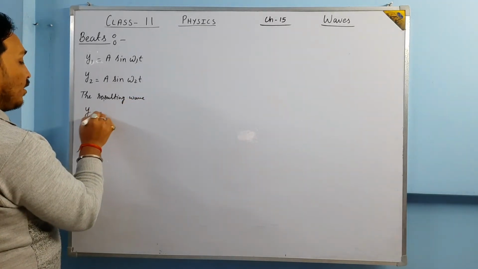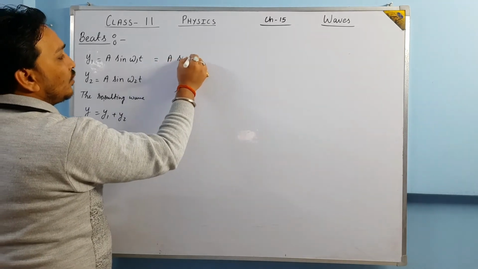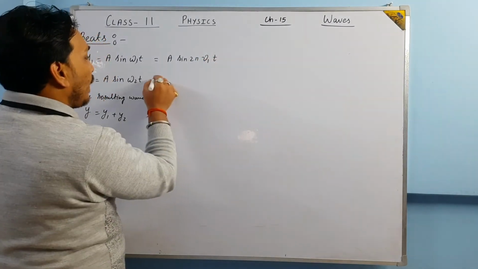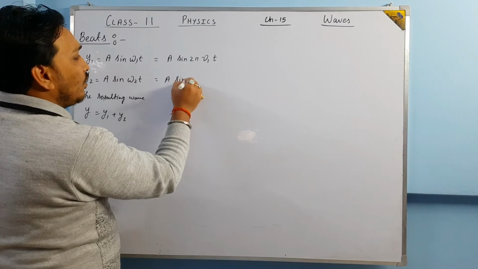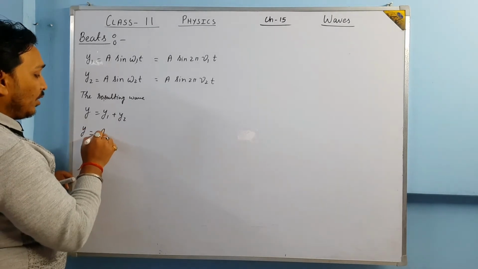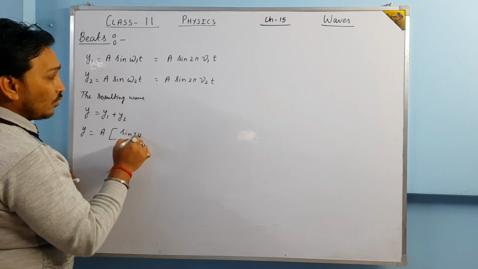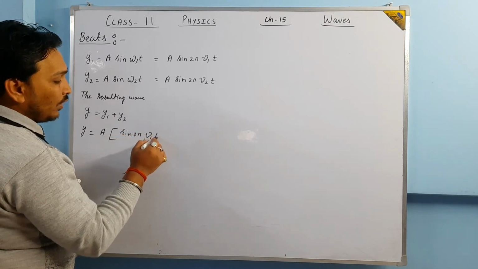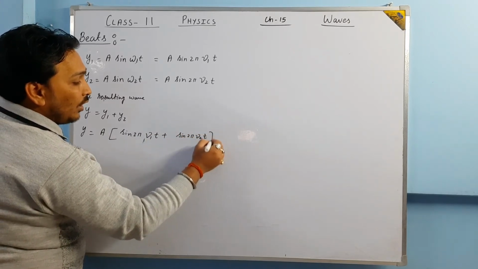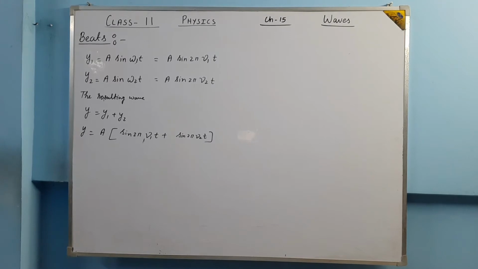and before I add them, y1 plus y2, I'm going to write omega 1 as 2 pi nu 1, since I'm talking about sound. Nu 1 is frequency. So y1 is A sine 2 pi nu 1 t and y2 is A sine 2 pi nu 2 t. Capital A is common because both have the amplitude A only. We are going to have A times sine 2 pi nu 1 t plus sine 2 pi nu 2 t.